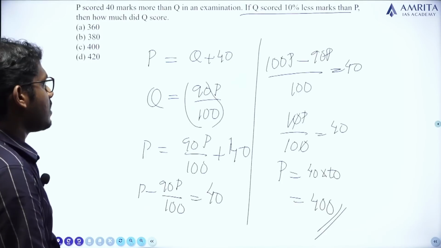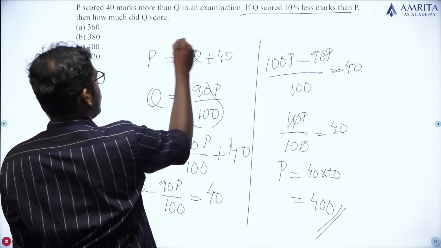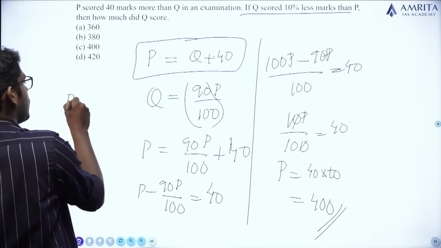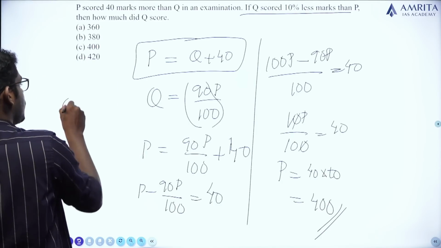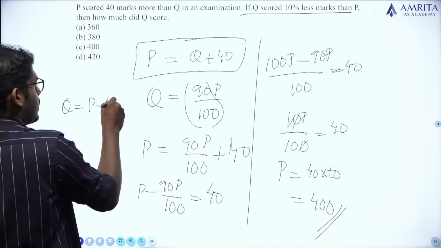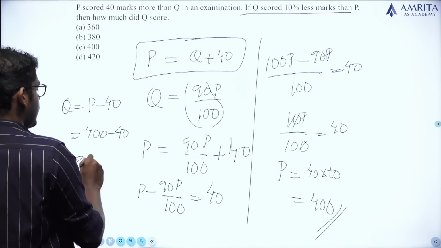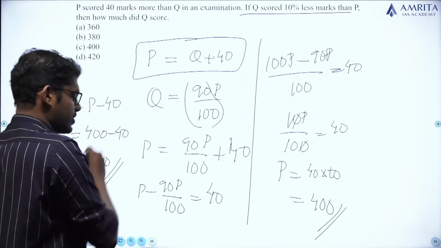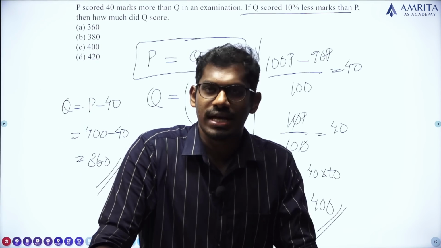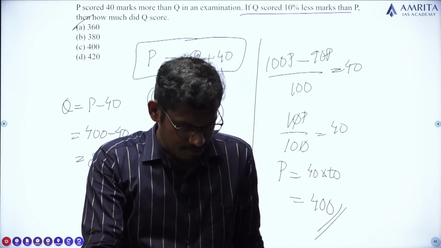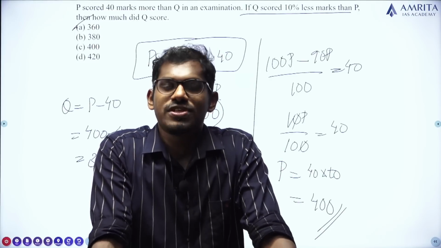So we have to find the value of Q here. If the value of P is 400, Q is equal to P minus 40, that is 400 minus 40, so the value of Q is 360. So the value of Q is 360, which is option A, the correct answer. So this is the end of this particular session.